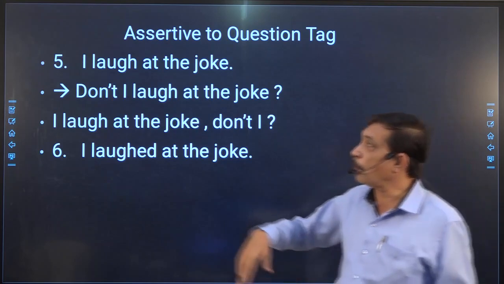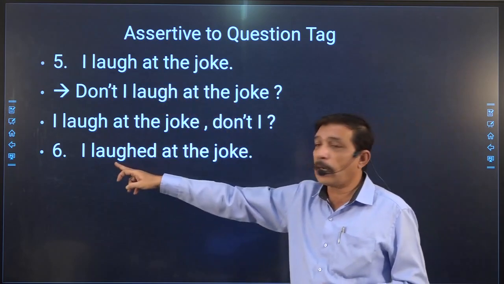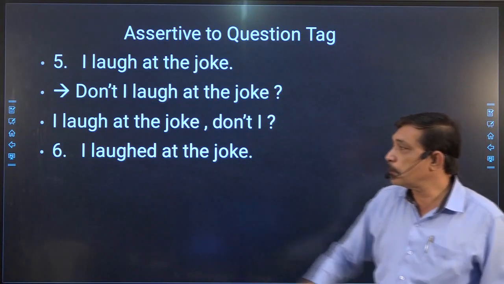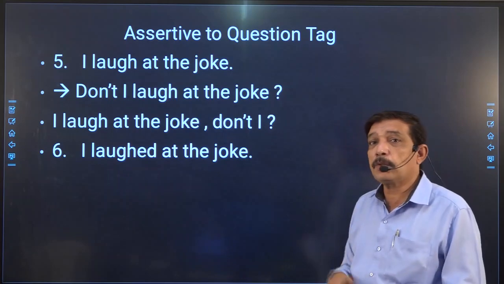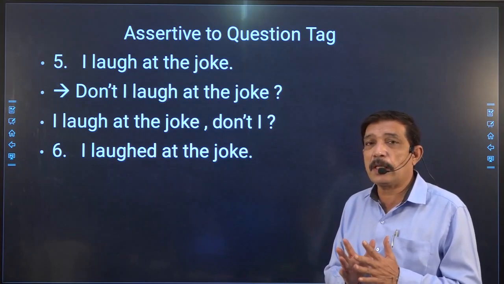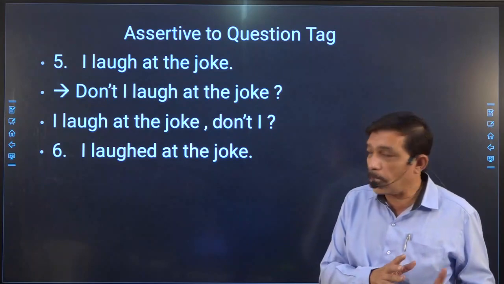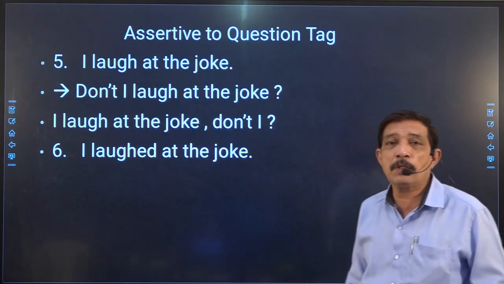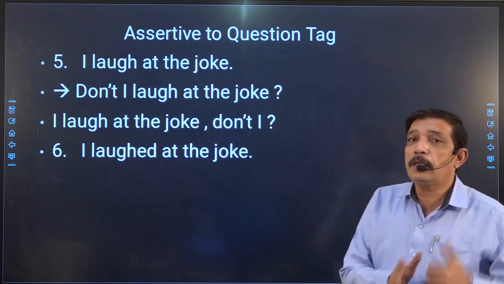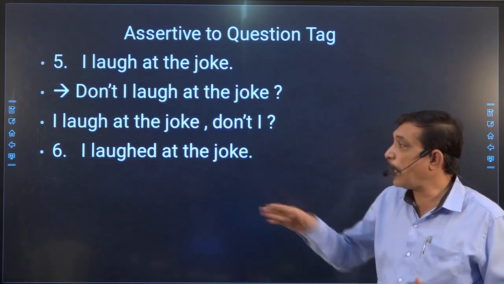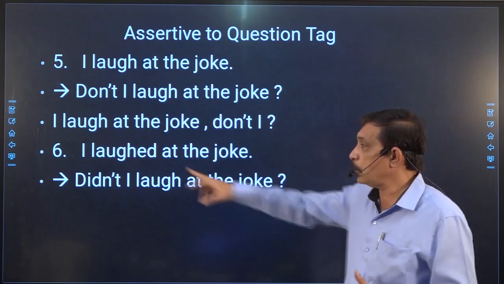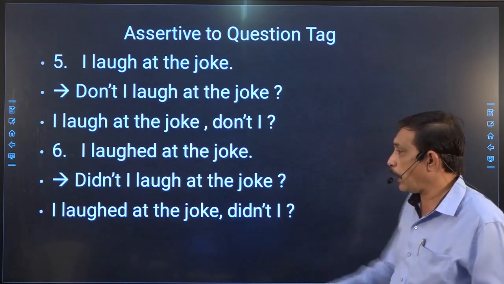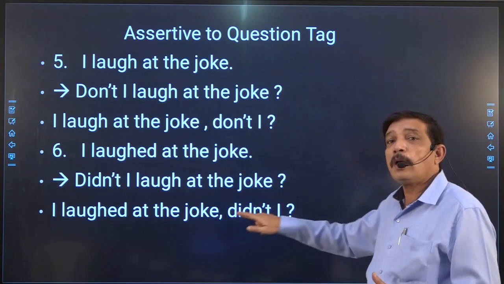I laughed at the joke, right? Here I laugh at the joke, here I laughed at the joke. The difference is the sentence is in past tense, because laughed is past tense. No helping verb is there, so I have to use the form of do, and that also in past tense. So I did laugh at the joke. The ed over here will be cut, and it will be added to the do form. So I did laugh at the joke, didn't I, right? Because no negation is used over here. So didn't I, the same thing will be added as question tag. I laughed at the joke, comma, didn't I.